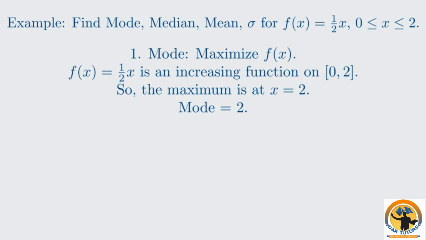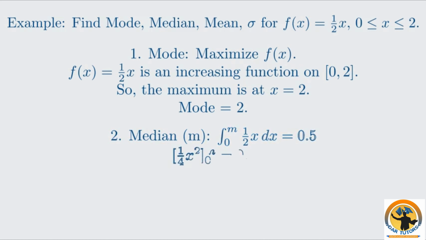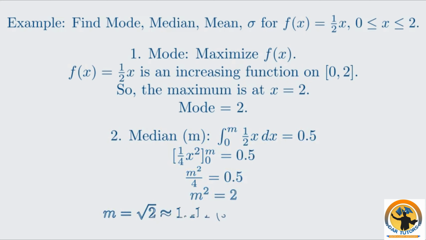Next, let's find the median m. We find the median by setting the integral of the PDF from 0 to m equal to 0.5. The integral of 1/2 x is 1/4 x squared. Evaluating from 0 to m, we get 1/4 m squared equals 0.5. Solving for m, we find m squared equals 2. Since the median must be within our domain, [0, 2], we take the positive square root. The median is the square root of 2, which is approximately 1.414.